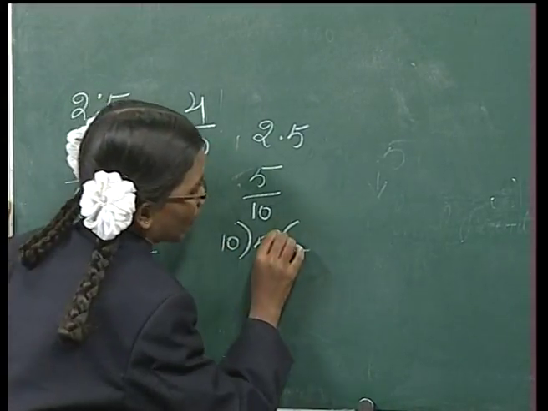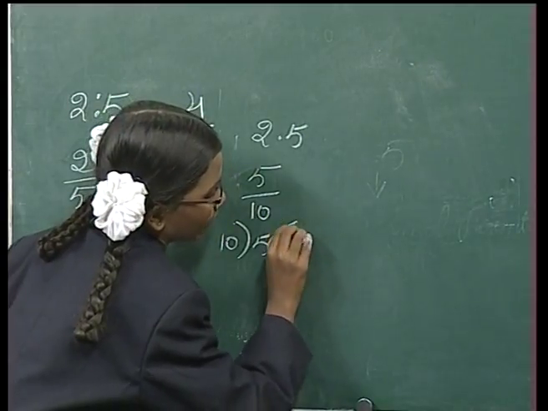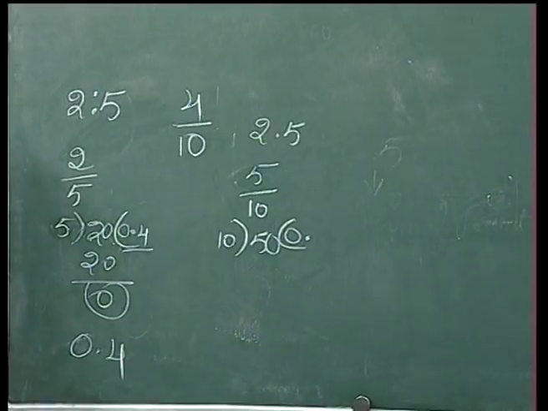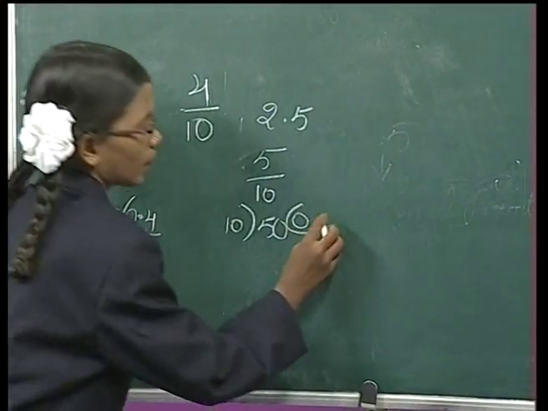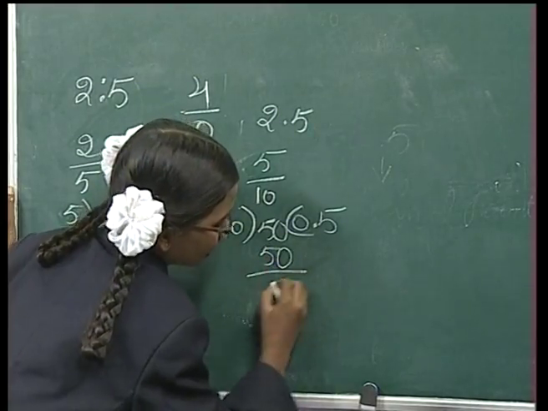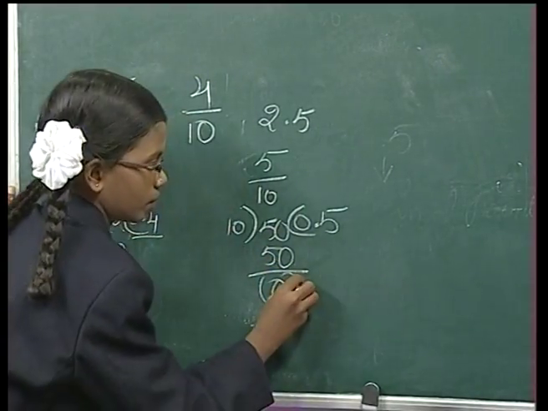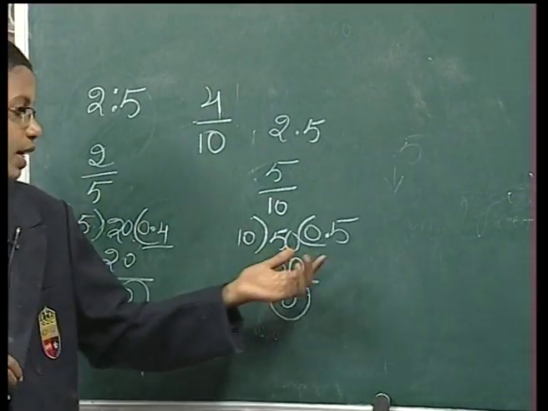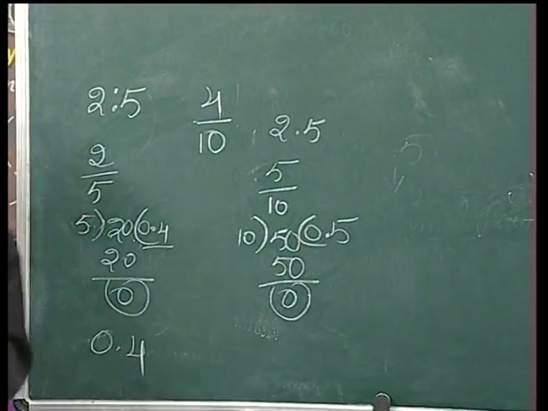So, here we write 0 and here also we write 0 and we put a point. Friends, here how many times? Yes, 5 times. 10 5s are 50. Here the remainder is 0. Here the decimal number is 0.5.